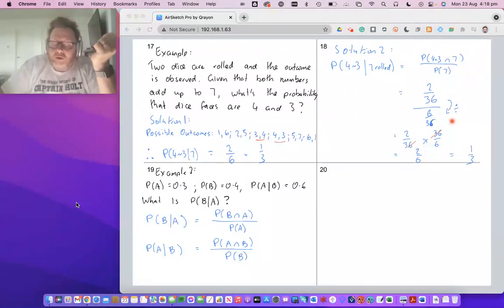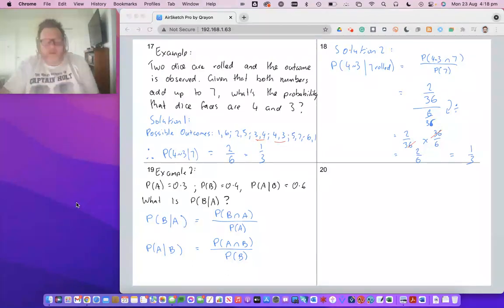The difference between the two is I didn't really have to consider the sample space. But I feel like this solution 1 seemed a little bit faster. So let's have a look at example 2, where we're not given the sample space, but we're just given a whole set of probabilities.